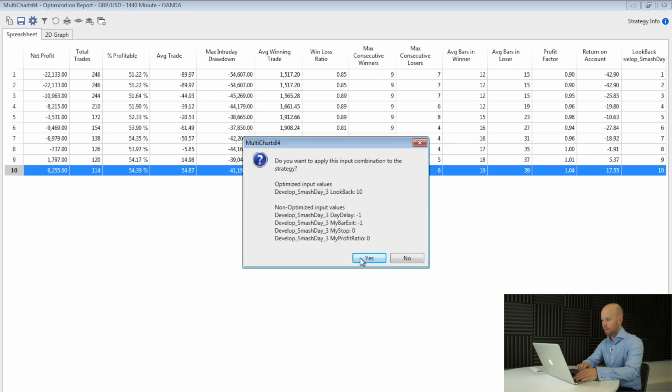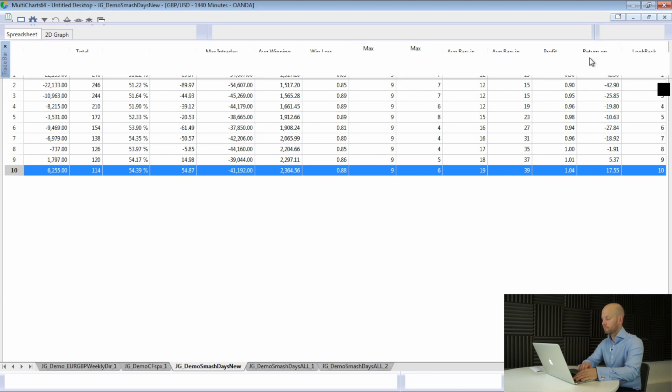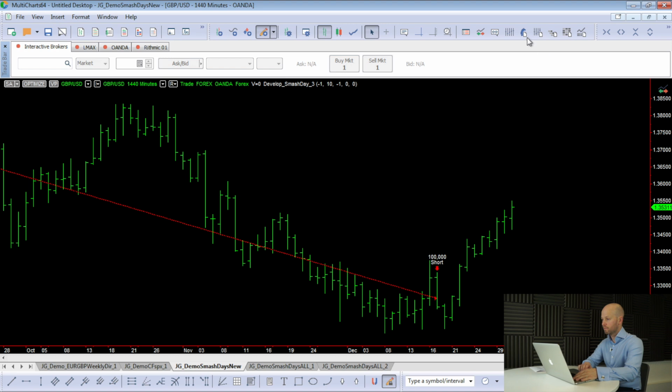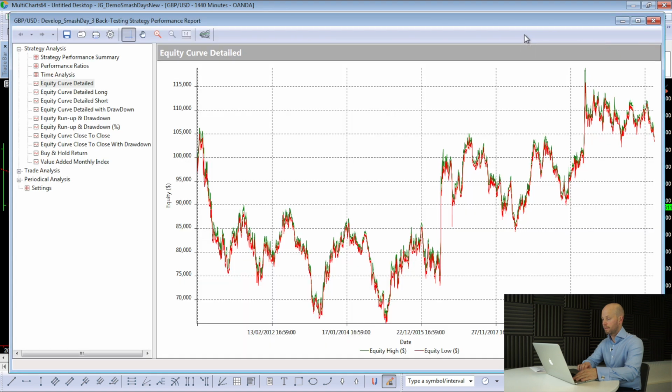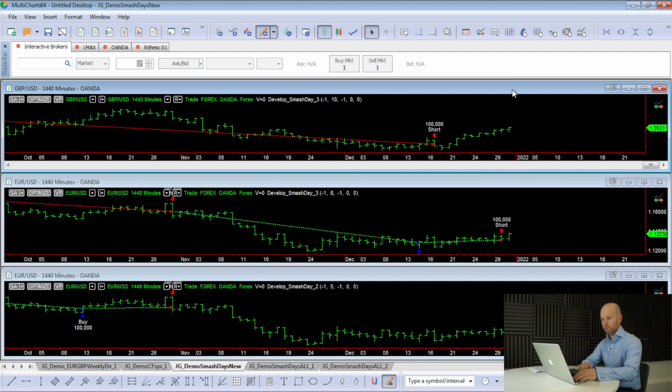Let's select 10 just out of interest. We know that the rest of them don't make money. And that's what the equity curve looks like using 10 as a look back. Personally, I don't think this is tradable on pound dollar. What do you think? So let's move on to those other markets that I've tested with the original smash day rules.